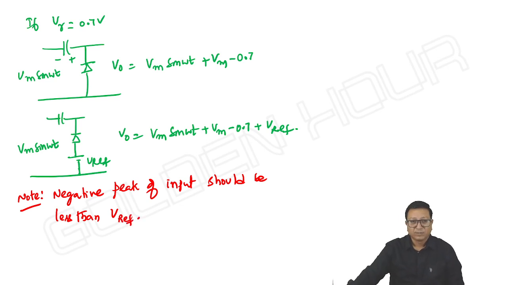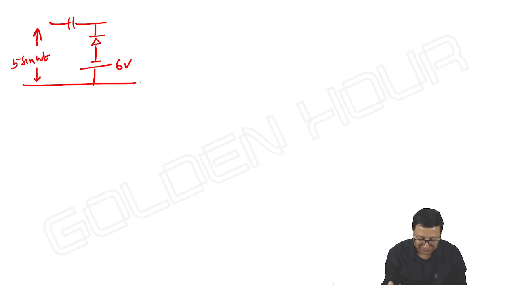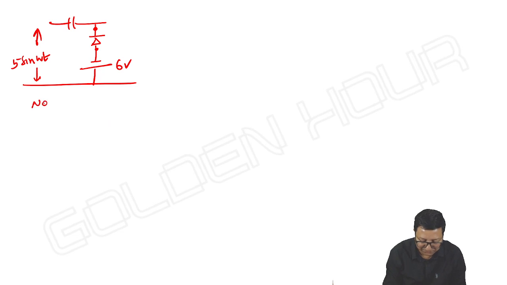Okay, so here it looks like V reference is positive, no issues. But in the previous example, I mentioned -1. So if you observe this, this is our negative clamper, and suppose it is -6 volts and the input is 5 sin omega t. Then what happens here? Is there any scope for the diode to conduct? Not at all. Even for the negative peak of the input, the cathode voltage is greater than the anode voltage, so the diode never conducts.